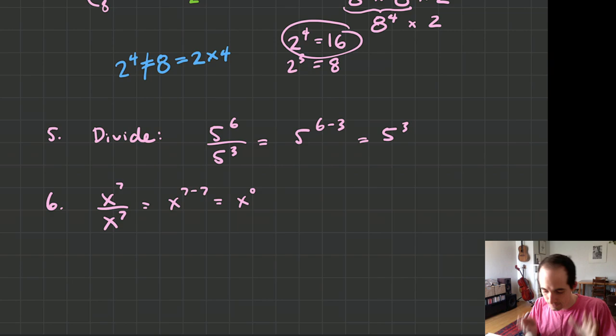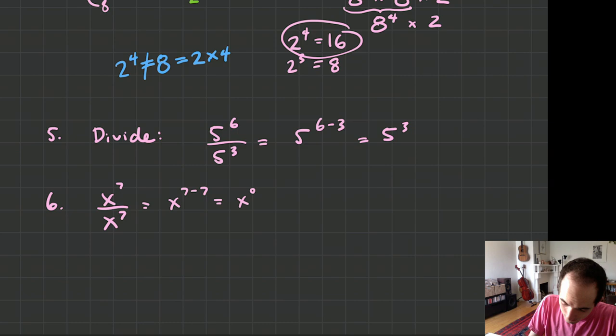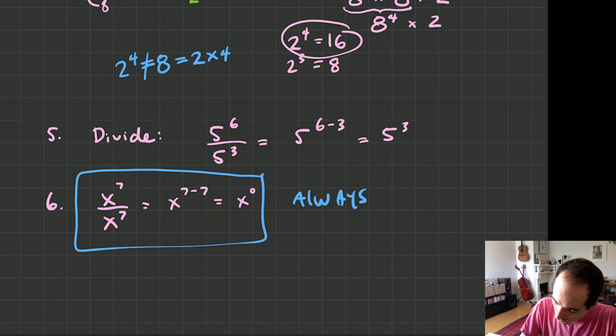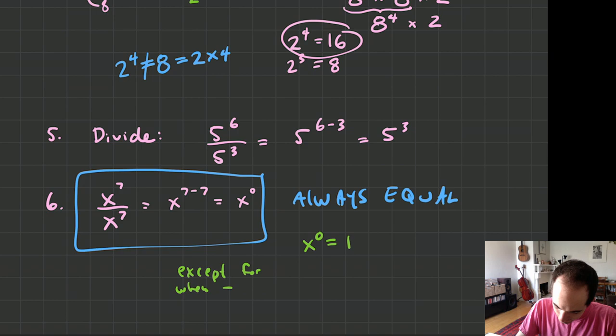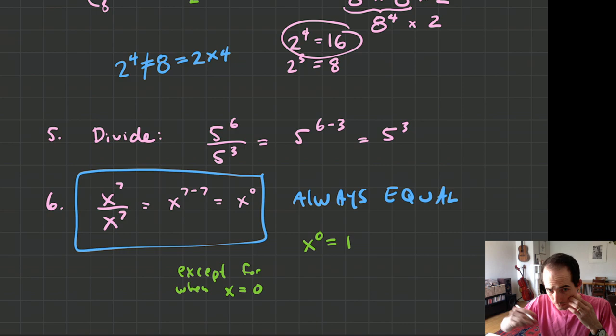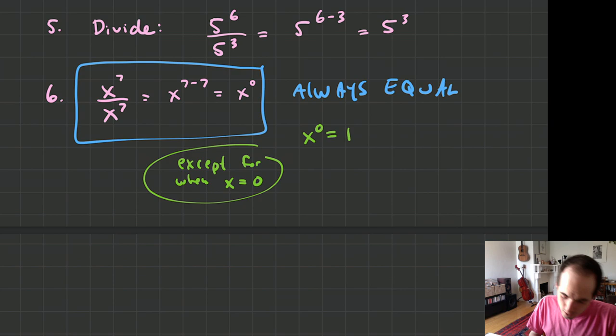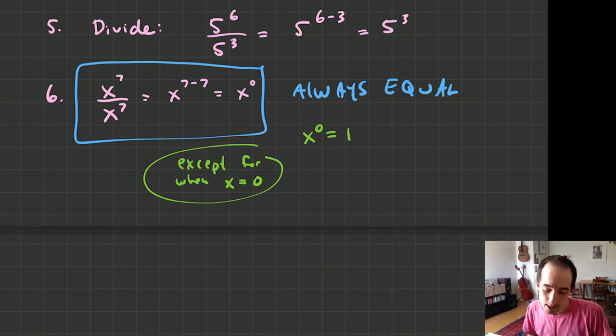These are always equal. Always equal, no matter what. However, most of the time, x to the power of zero is equal to one, except for when x equals zero. I'm having difficulty with my pencil right now. So, if we wanted to, we could say that it's equal to one, but then we would have to say it's equal to one provided x isn't equal to zero.